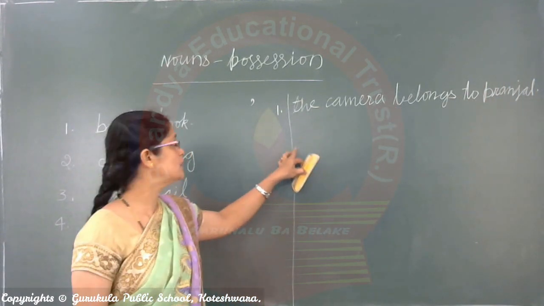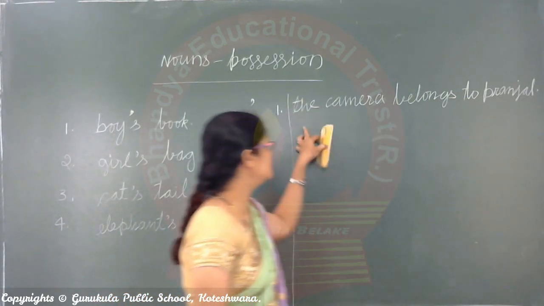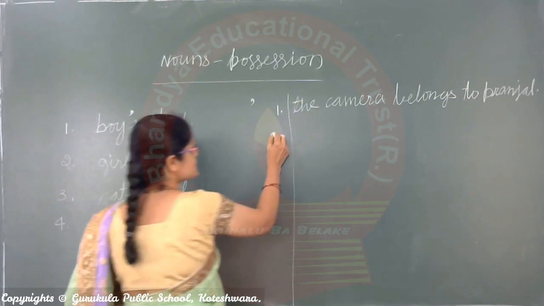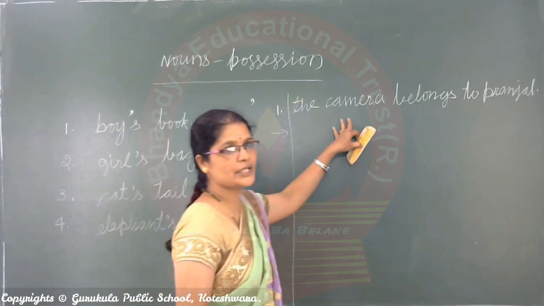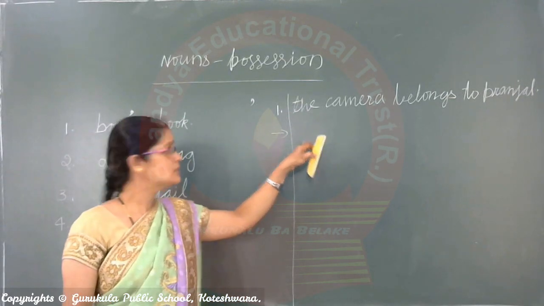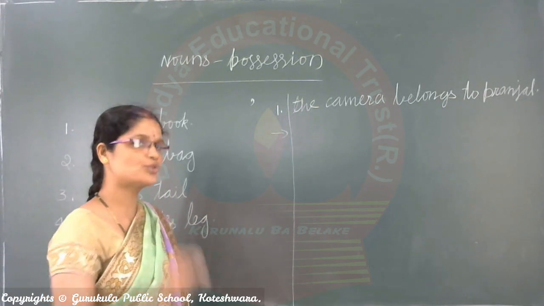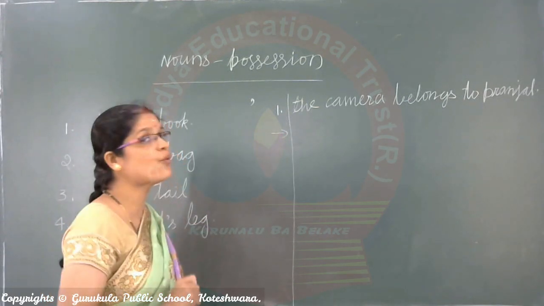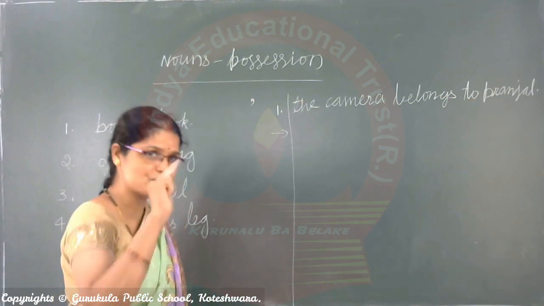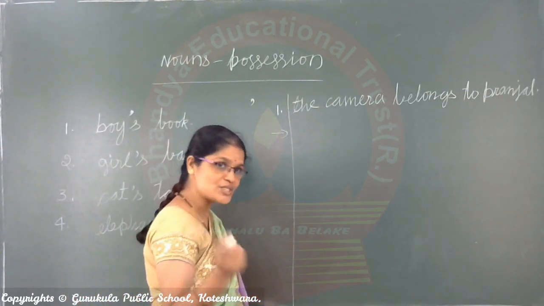See this example. The camera belongs to Pranjal. Here there is a camera. Whose camera is that one? Pranjal's camera. We should write this in possessive noun. We should put an apostrophe. There is a camera. Who is the owner of the camera? Pranjal. So how can we write? Pranjal's camera.